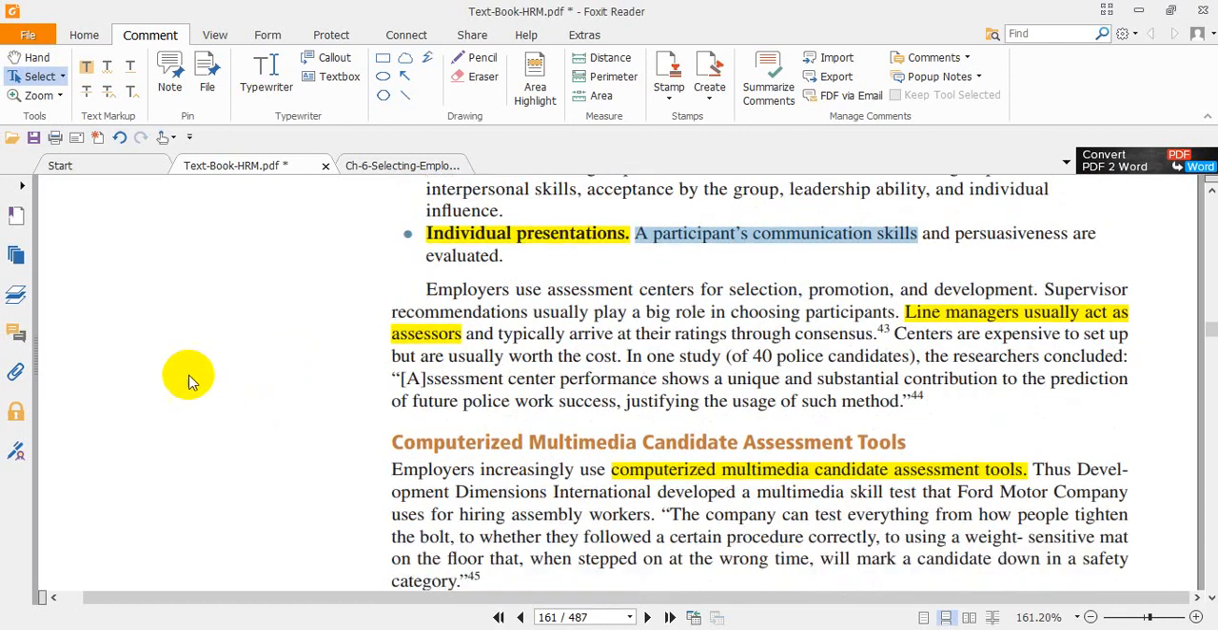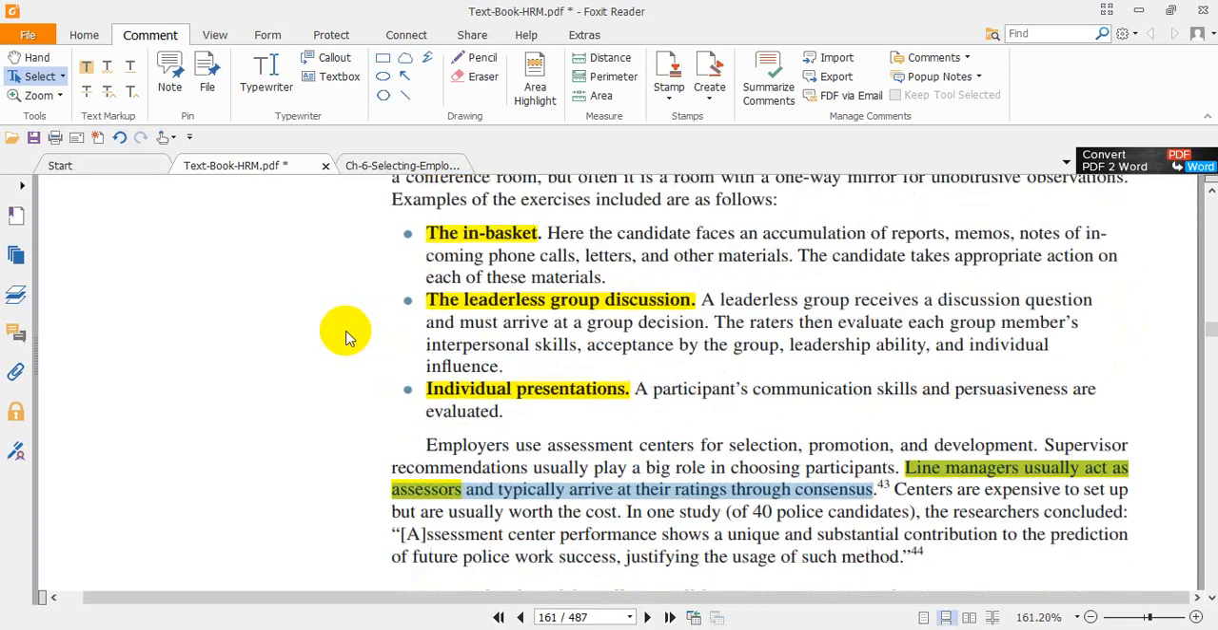Okay, employers use assessment centers for selection, promotion, and development. Supervisor recommendations usually play a big role in choosing participants. Line managers usually act as assessors and typically arrive at their ratings through consensus. Clear? I think it's clear.